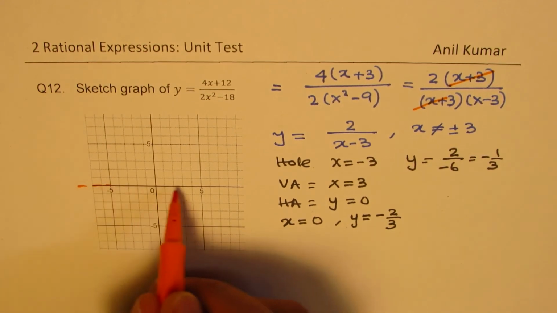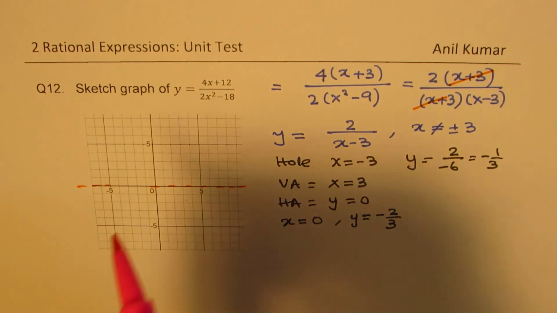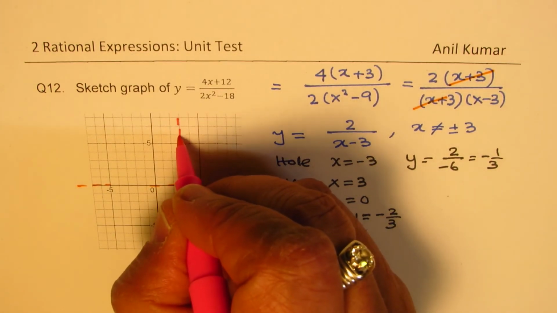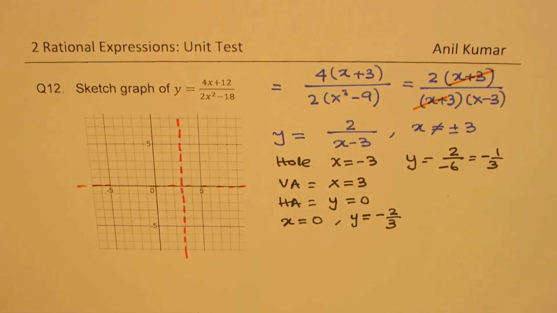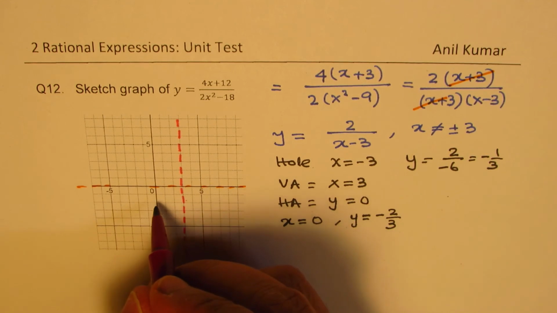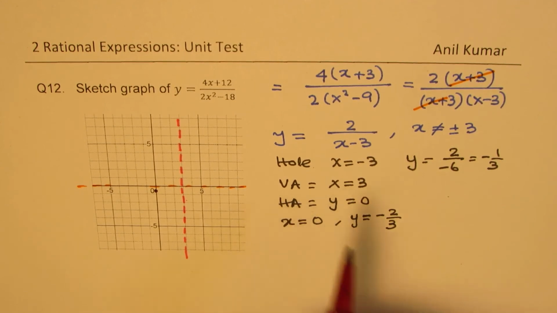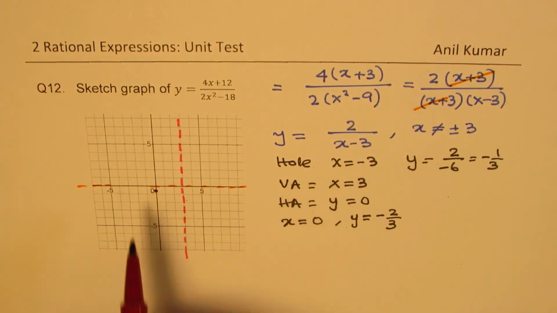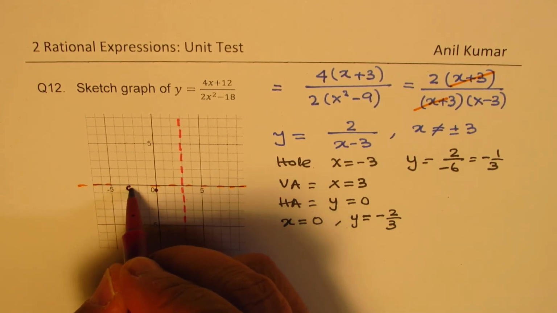We know this is our horizontal asymptote, right? Y equals to 0. Then we do have a vertical asymptote, which is at x equals to plus 3, right? So 1, 2, 3. So that becomes the vertical asymptote. We have x equals to 0, y is minus 2 over 3. So close to 1, but less than that. So that becomes the y-intercept. And then we also have a hole at x equals minus 3, the value is minus 1 over 3. So somewhere very close, we have a hole here, correct?